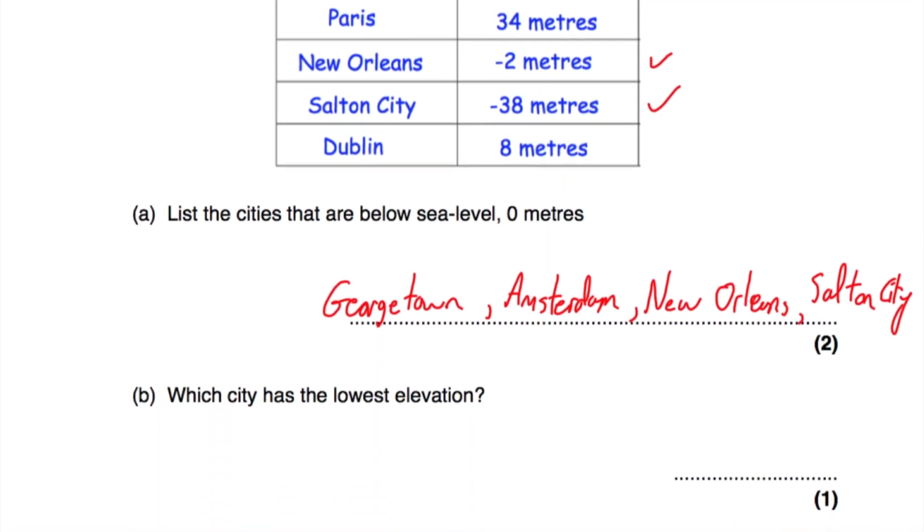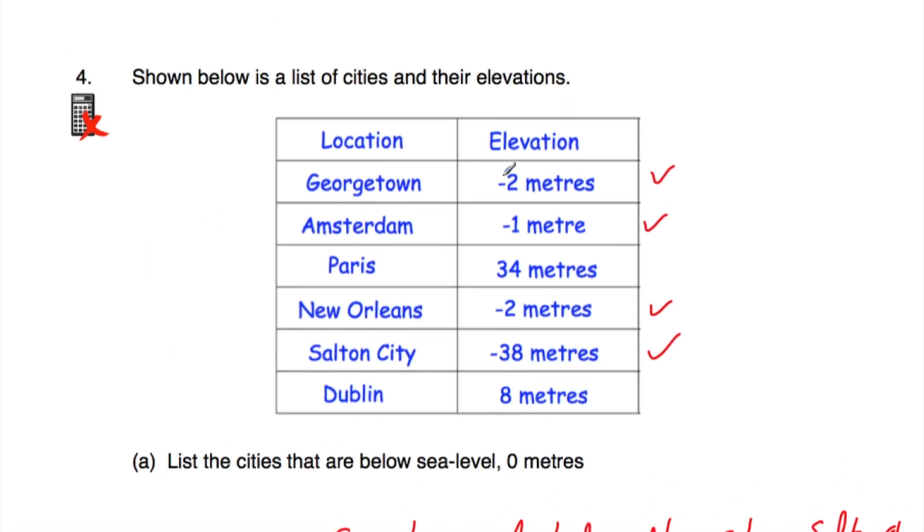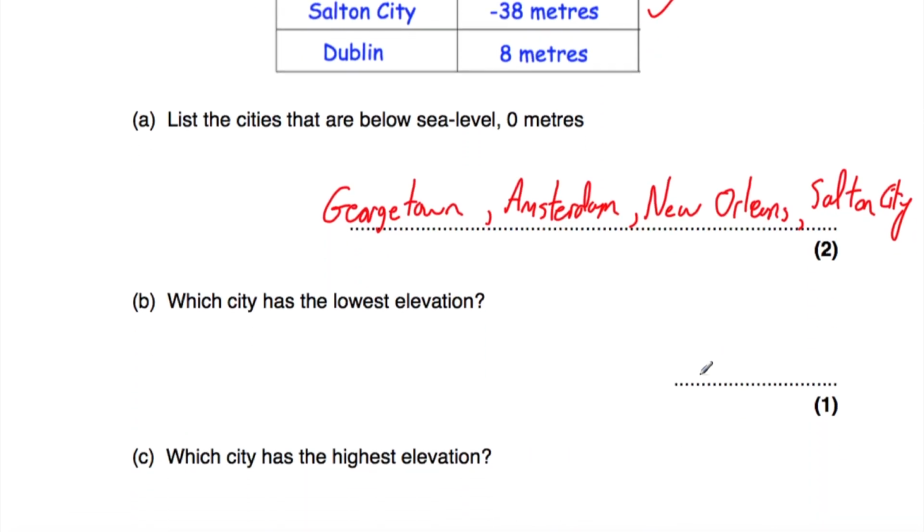Okay, let's look at part B. Part B says which city has the lowest elevation. So let's look at these elevations: -2, -1, 34, -2, -38. That's definitely going to be the lowest one here, and 8. So -38 meters is the lowest elevation. So that's Salton City. So let's write that down: Salton City.